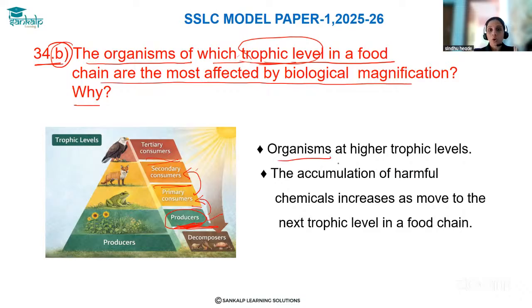The trophic level: organisms at higher trophic levels that consume the most are most affected by biological magnification.